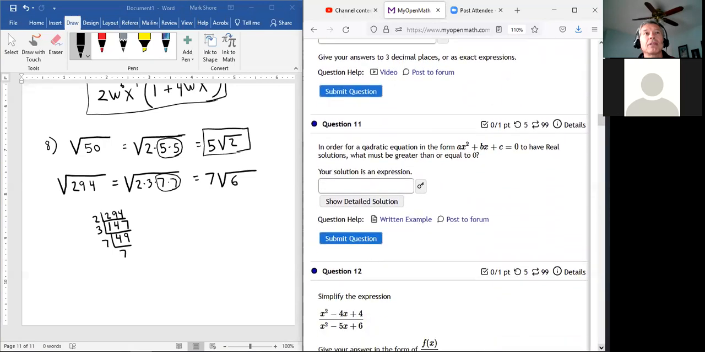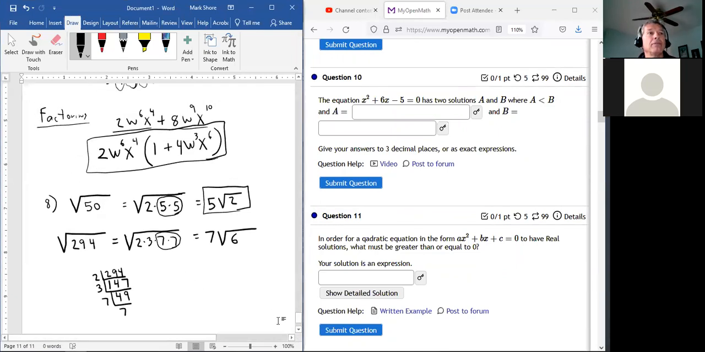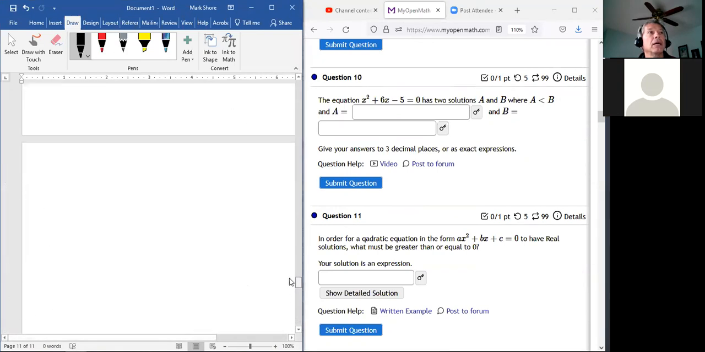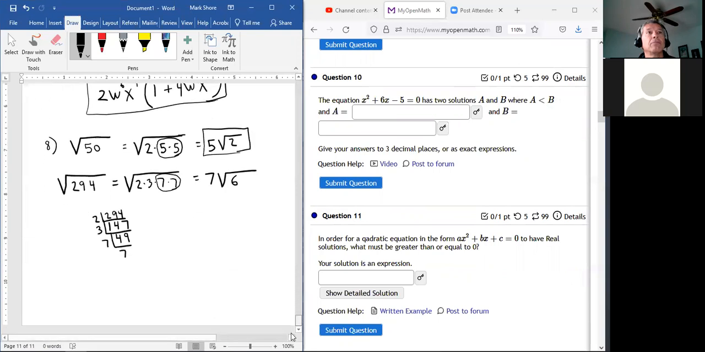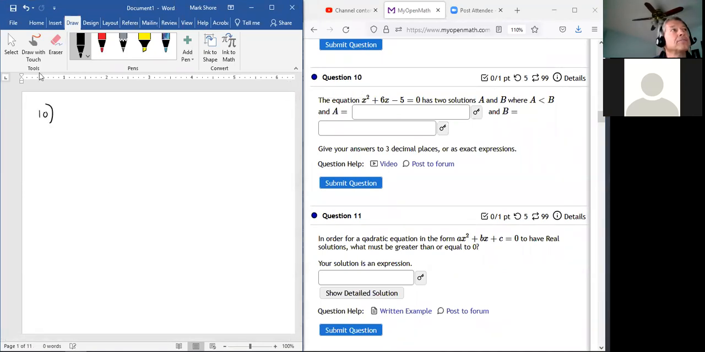Let's see here. Okay, well, with these, let's go ahead and do problem number 10, and then I'll do another factoring one, because number 10 gets involved in factoring. So I'll go up here and do problem number 10. I don't know how I got clear down there.